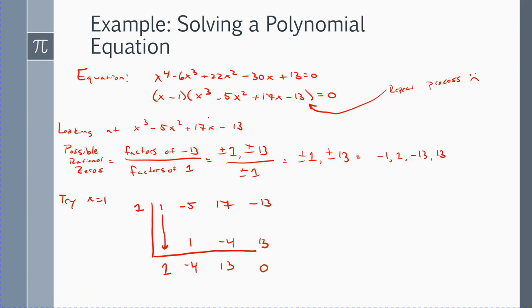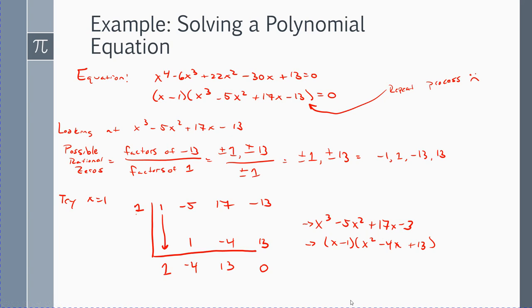Okay, so what this means is now I can rewrite x cubed minus 5x squared plus 17x minus 13 as, bring the 1 over, so x minus 1 times 1x squared minus 4x plus 13. Whew, I know it was a lot, okay? So now we're there to solve it.